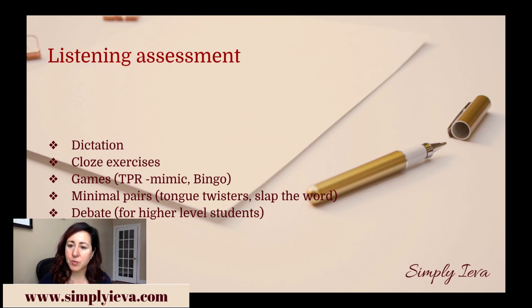Minimal pairs would be the sounds that are similar, that are produced in a similar place in your mouth. You would say d, t, for example. What do you hear? Or b, p. You can use tongue twisters. You can do the game slap the word, where the students run to the board and slap the word that they hear you saying. And for higher level students, I already mentioned, would be a debate. So this type of listening is already moving up the Bloom's ladder and requires you to listen not for exactly the grammatical structures, but for what the other person is saying.